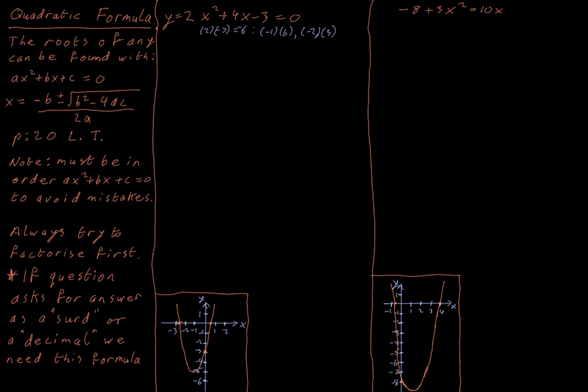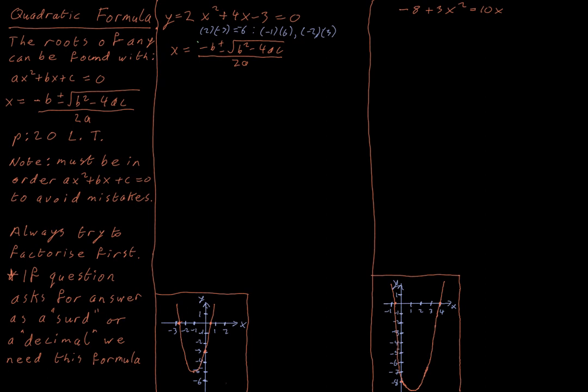So we already have our quadratic in the form of ax squared plus bx plus c. So let's write down our formula. Always write down your formula first. And we have x is going to be equal to minus b plus or minus the square root of b squared minus 4ac, all divided, everything divided by 2a. So everything here is divided by 2 times a.